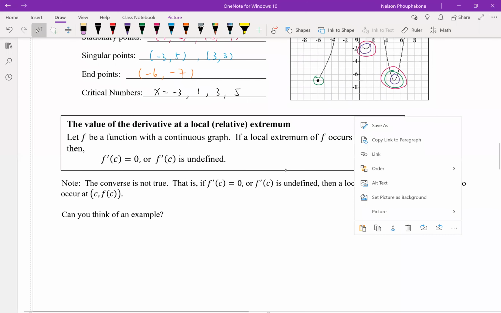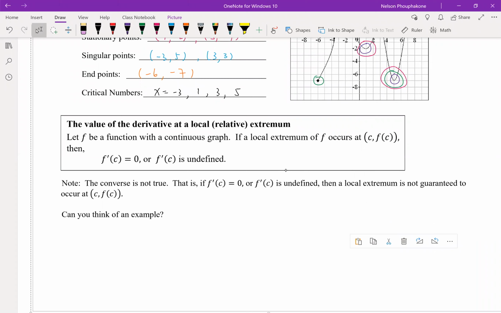The values of the derivative at a local or relative extremum, okay? How do we find it? Let f be a function with a continuous graph. If a local extremum of f occurs at (c, f(c)), then f prime of c equals 0 or f prime of c is undefined. The converse is not true. That's it. If f prime of c equals 0 or f prime of c is undefined, then a local extremum is not guaranteed to occur at (c, f(c)).